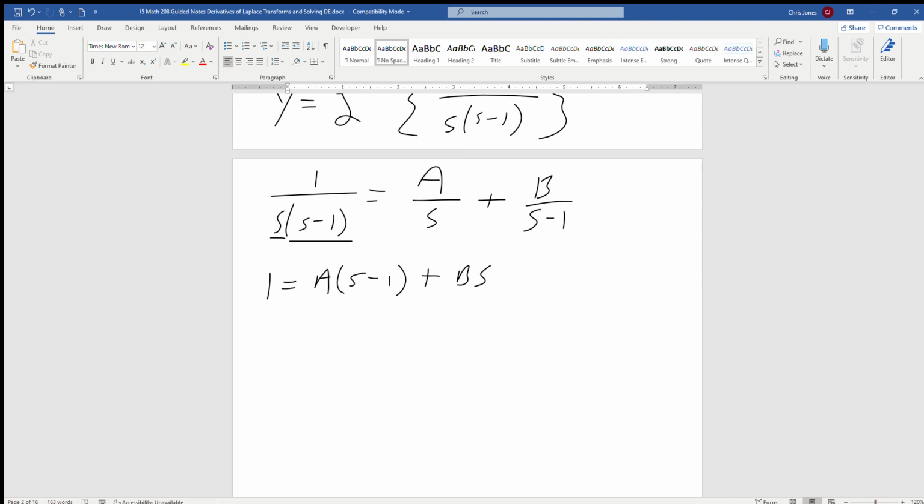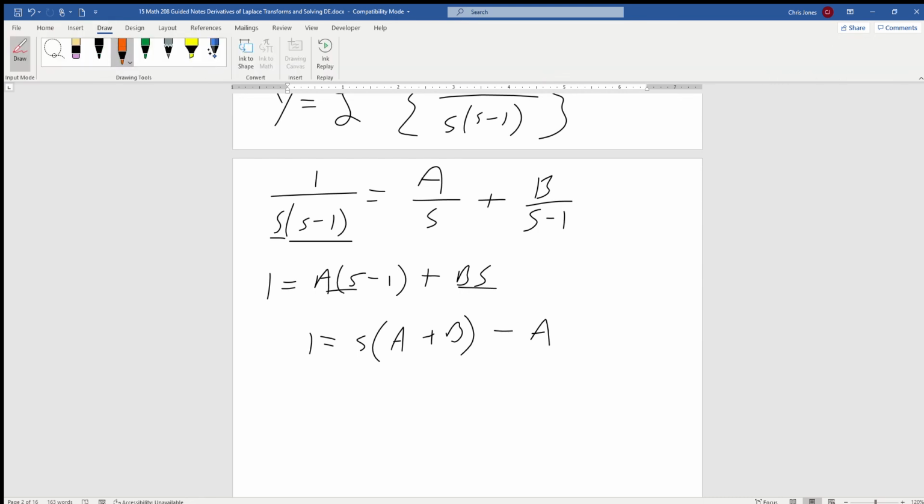And then what we can do is we can go ahead and collect all of the s terms. So we can rewrite this as 1 equals, we have an As and a Bs. If we factor out the s, that's A plus B. And then we have minus A. And what I'm going to do is just write this as 0s plus 1. And the reason I do that is because now we can go through and we can match up and create a system.